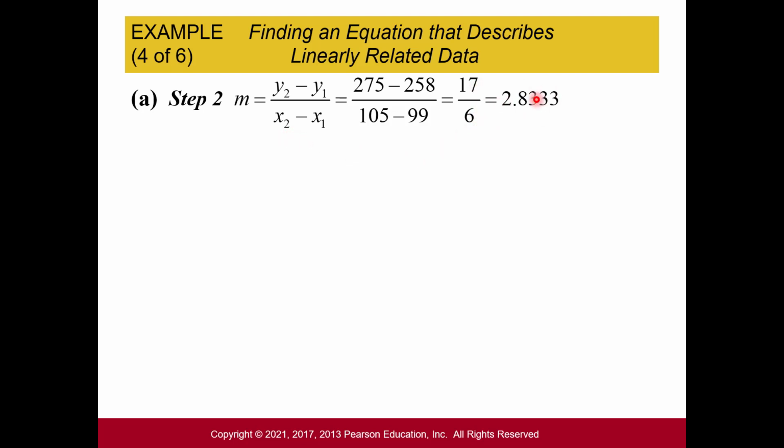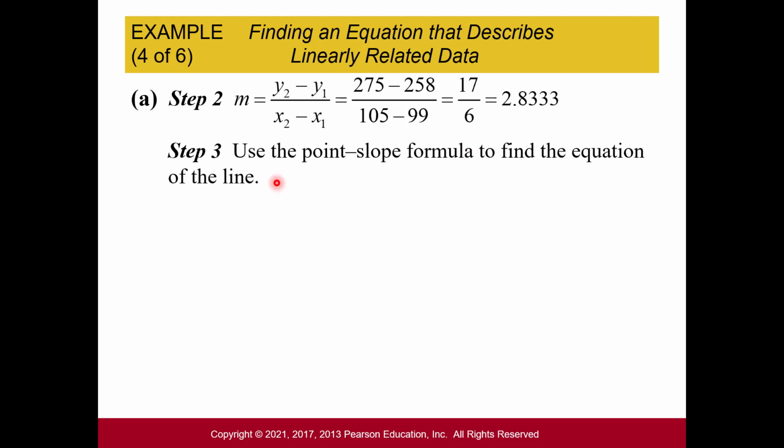As a decimal, we'll round it to 4 decimal places. However, just a word of caution, if you're going to compute with this, during your calculation, don't round. Use the fraction or the unrounded version. This is a rounded version. And then always just at the last step is when you round your numbers. So we're going to go ahead and use the point slope formula to find the equation of a line.